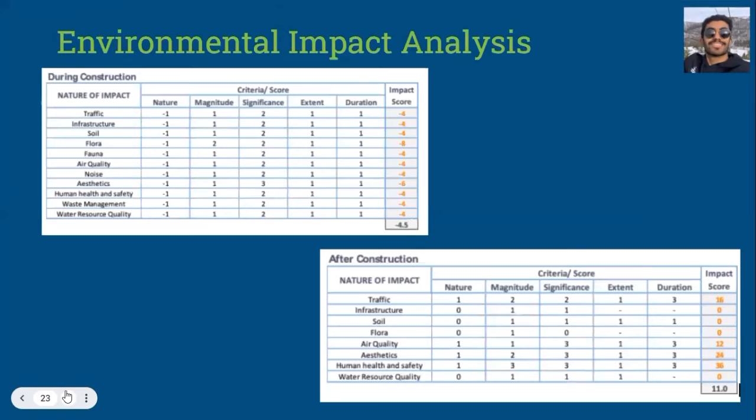And here we did a study on the impact score for each category, and we can see that during construction the impact score is minus 4.5, and after construction the impact score would go up to 11, which is a good sign for the bridge to be good for the environment.